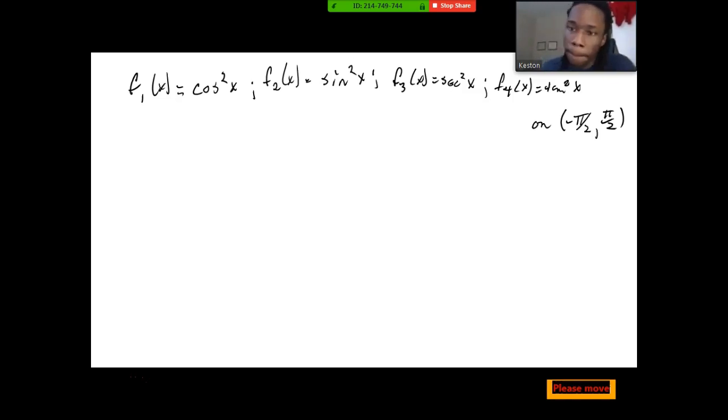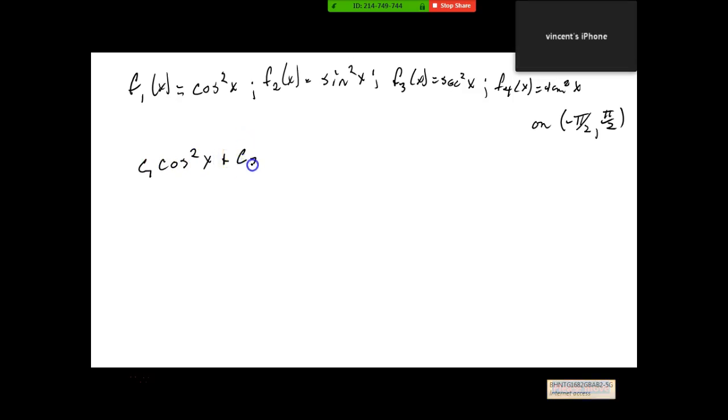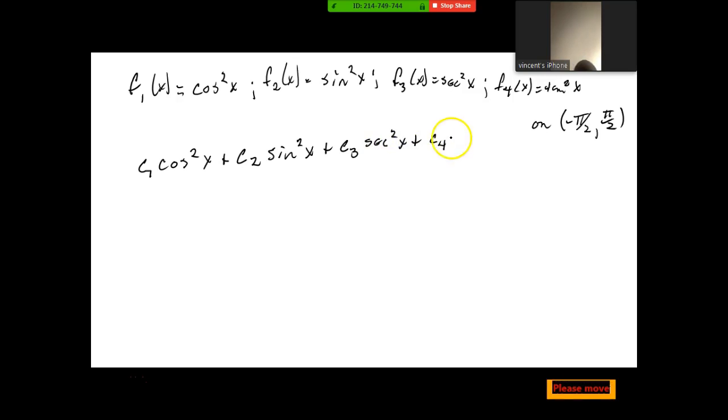Now, the question is, are they linearly dependent? That means there is some C1 that you multiply by cosine squared x, plus some C2 that you can multiply by sine squared x, plus some C3 that you can multiply by secant squared x, plus some C4 that you can multiply by tangent squared x, that's going to equal 0, without all four of those c's being 0.